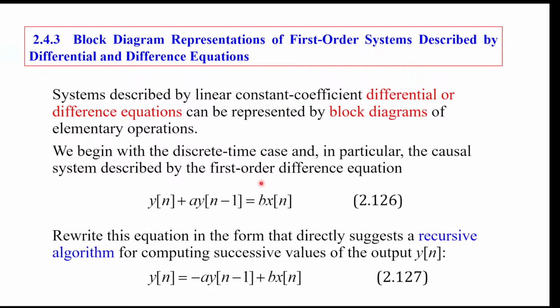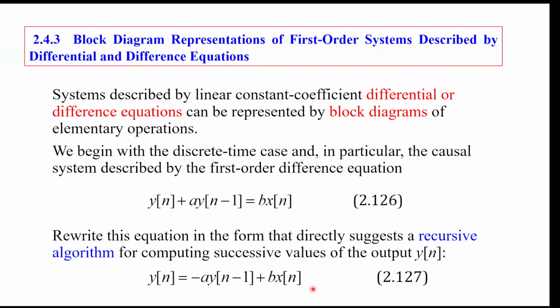For example, I think it's a bit easier to understand if you think about the discrete case. Say we have a discrete time difference equation like this: y of n plus a y of n minus 1 equals b x of n. Then we can write this equation in a recursive form. We keep y of n here and move everything else to the other side, so a y of n minus 1 becomes minus a y of n minus 1. So y of n equals minus a y of n minus 1 plus b x of n.